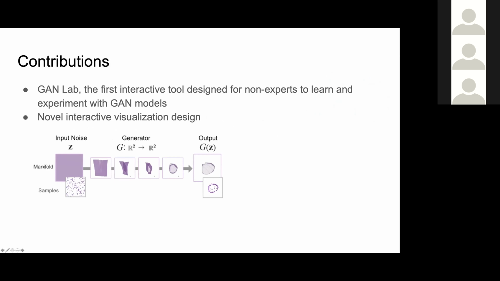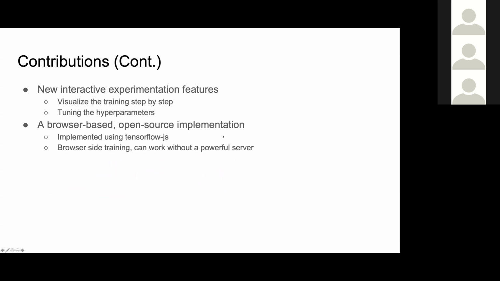This is one of their visualizations, the manifold, with the generator changing the grid. After the generator, the input noise becomes a certain shape, which I will talk about later. And they have new interactive experimentation features, where it can visualize the training step by step and tune the hyperparameters during the training. It's also a browser-based open source implementation. It is implemented using TensorFlow.js, so we can run this in our browser. We don't need a powerful server in the backend for every user to train the GAN model, which takes a lot of resources.